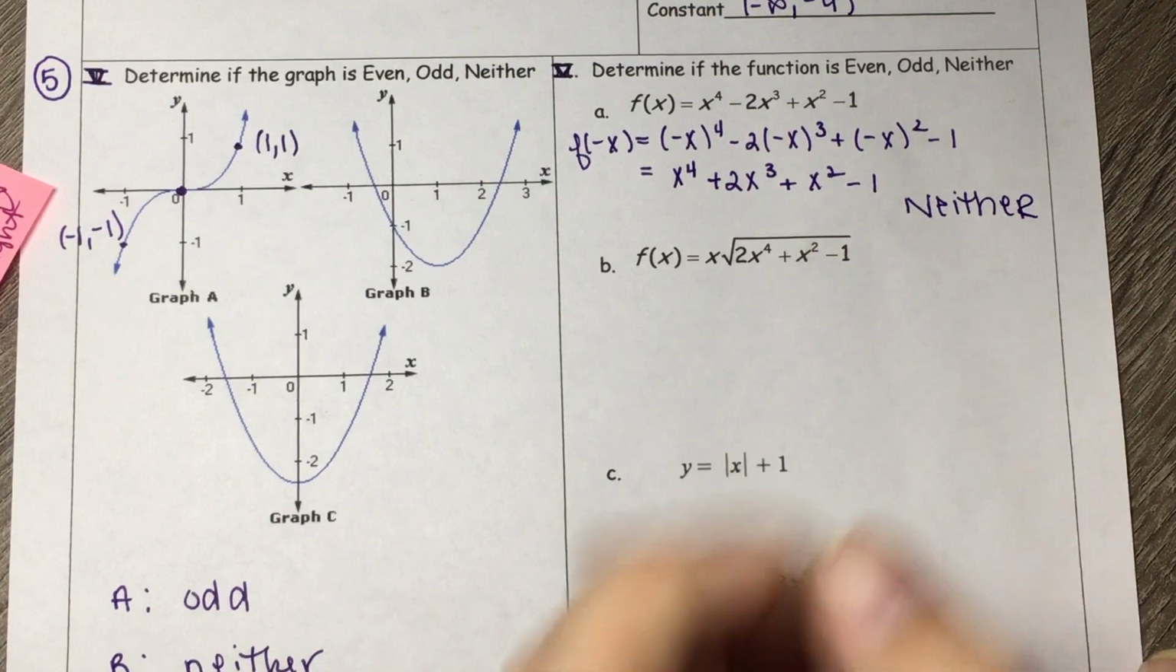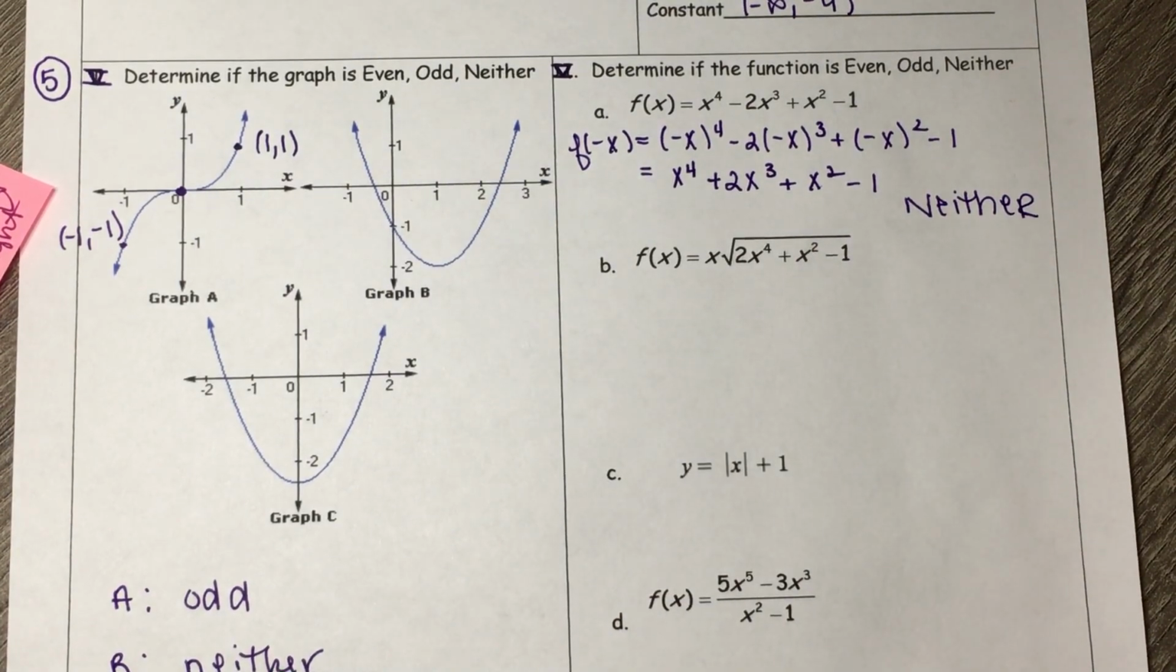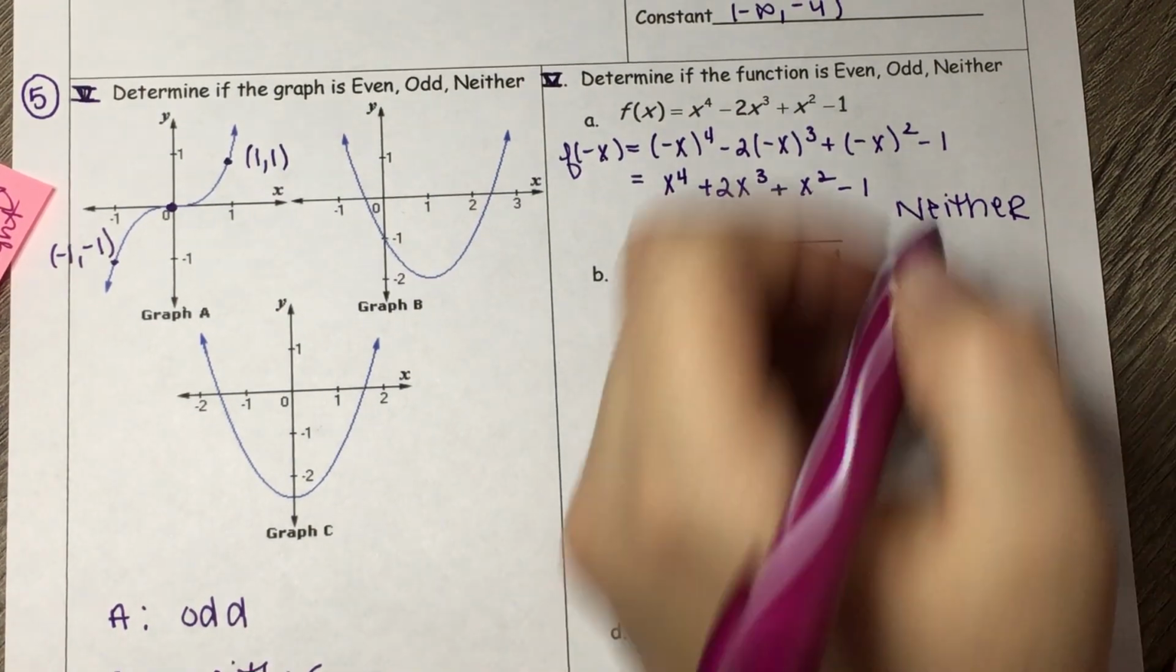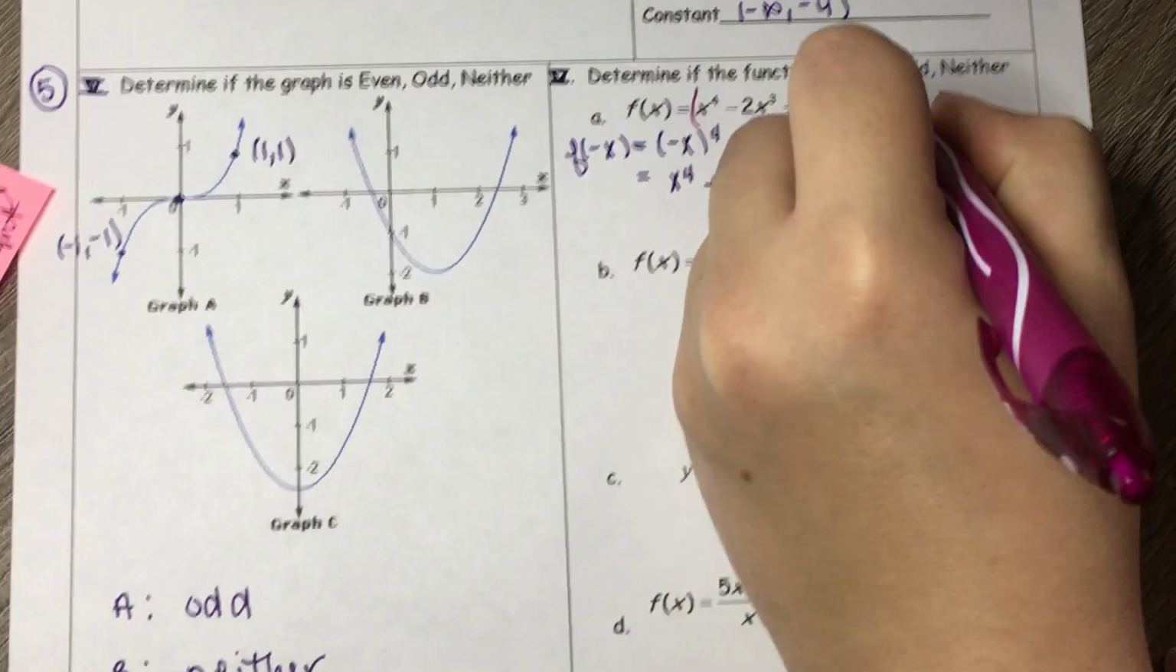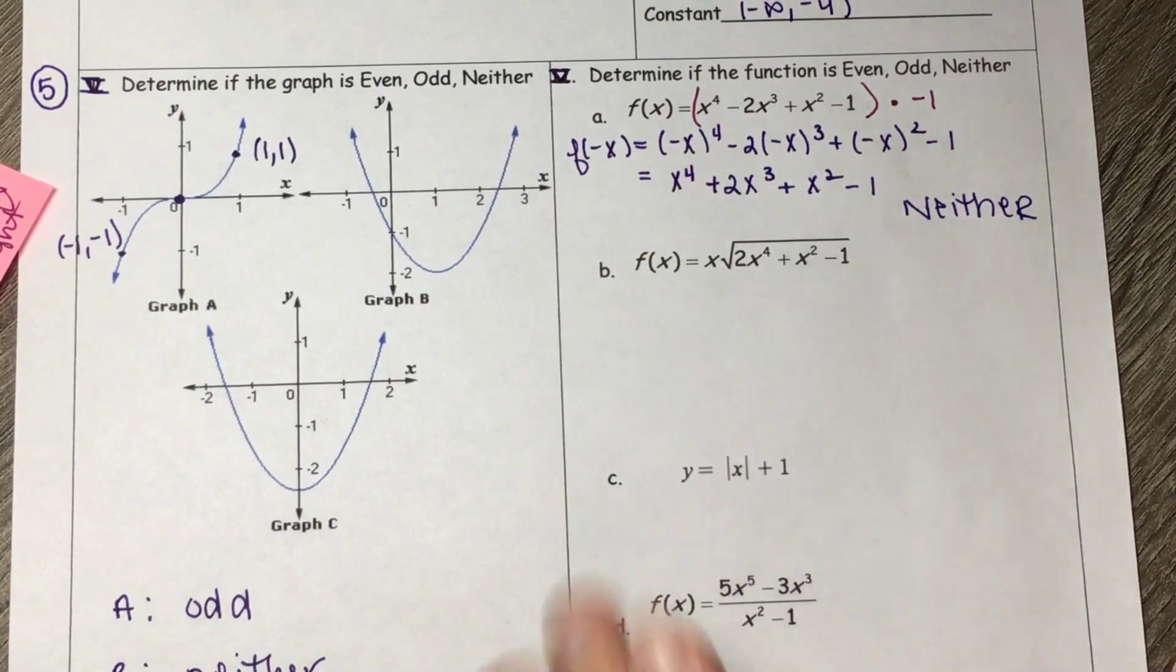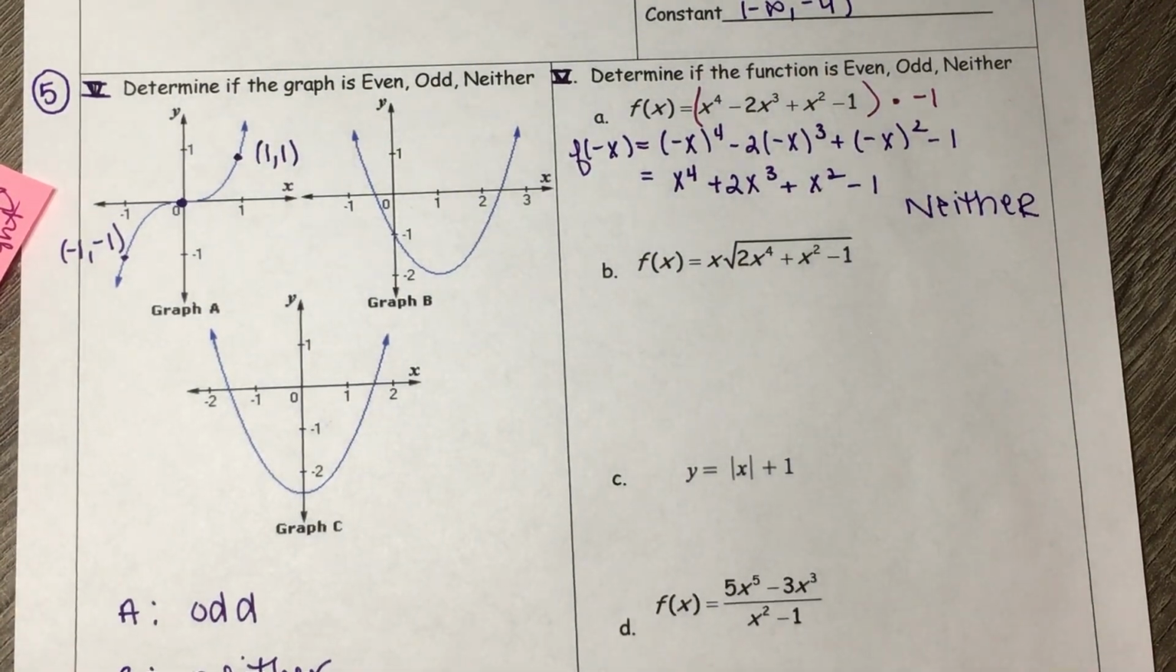And then if you just want to double check, it's usually harder to identify the odd. If you don't believe me, you could take this whole thing and just multiply it by a -1. Make sure it distributes to each and every term.